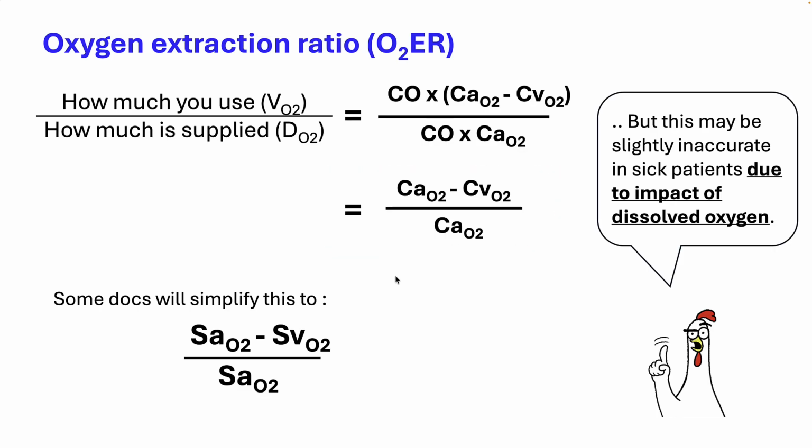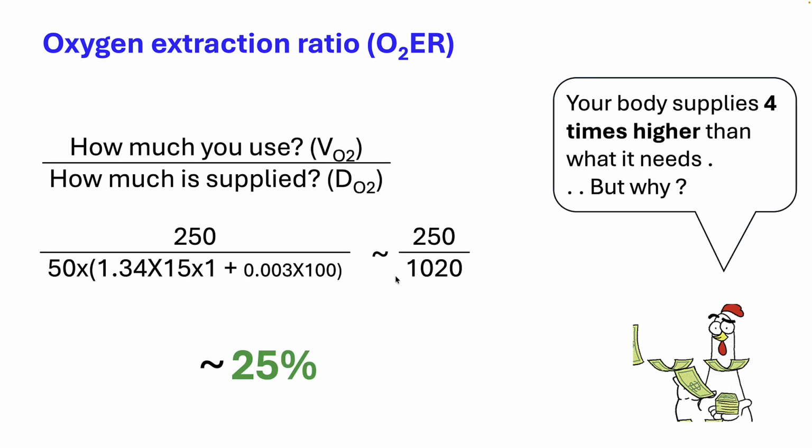Some physicians will simplify it to your arterial sats minus venous sats divided by the arterial sats. In this, you are assuming that the impact of dissolved oxygen is minimal. However, as your FiO2 increases or PO2 increases in the blood, this equation might not hold true. So the oxygen extraction ratio for a normal person would be 250 by 1020. These are the two numbers that we calculated before, which is around 25%.